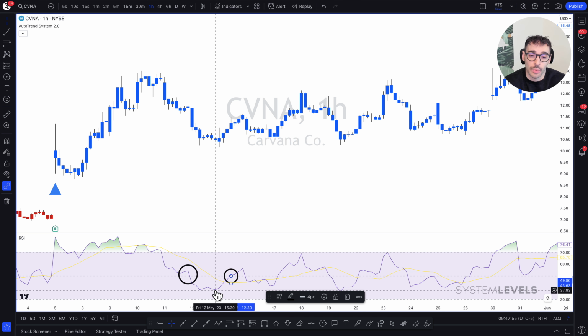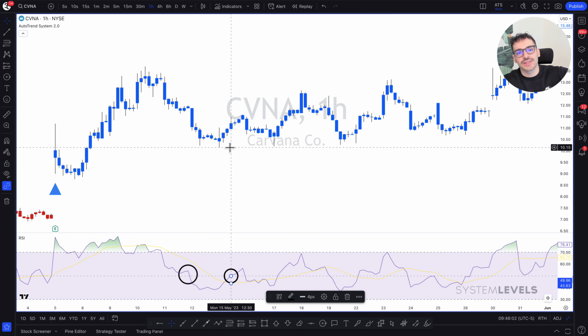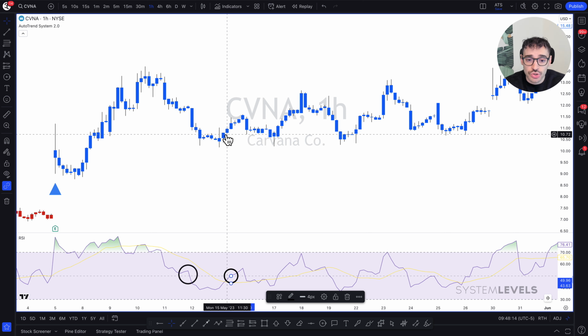It's the opposite. You want to wait until it's crossing it from down towards the upside, because you're entering as the tide is turning, right? You're not entering as prices are moving down, you're entering as prices are bouncing back in the direction of the trend that you're trying to capture. So that's how I would do it with the RSI.